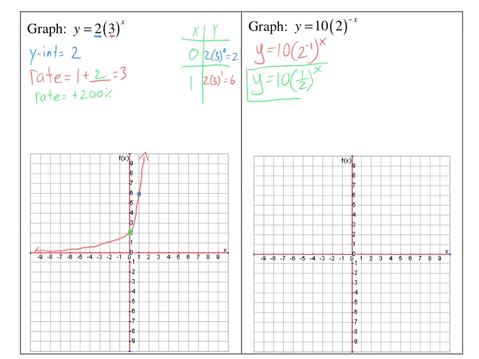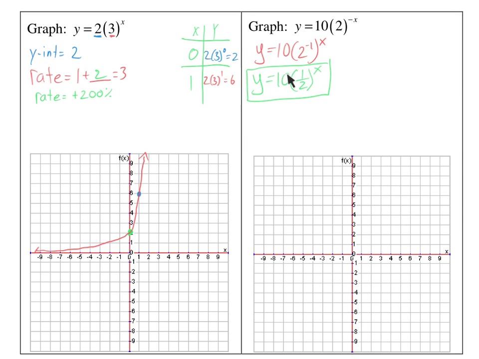So this is the same as this. And this is a whole lot easier to understand. That negative x power really messes things up. So you want to change that to 2 to the negative first, which is 1 over 2.